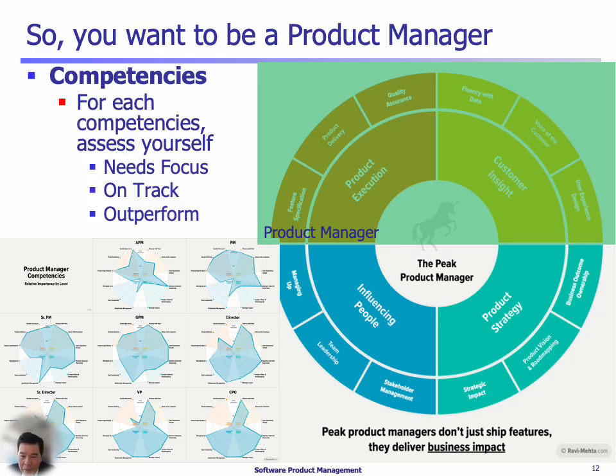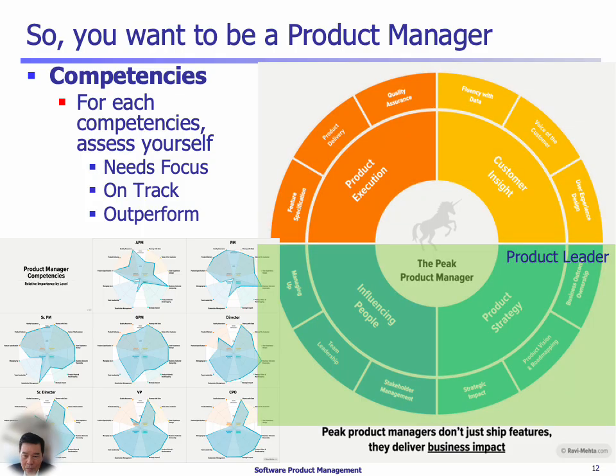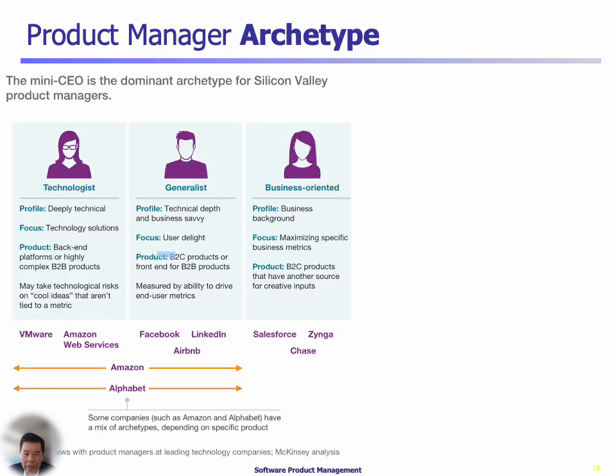Then you can be a manager to manage the customers as well as the developers, or the leader who influences the different people and directs different strategies. We can identify product manager archetypes into three different archetypes: a technologist, a generalist, or a business-oriented niche. So let's listen to this video.